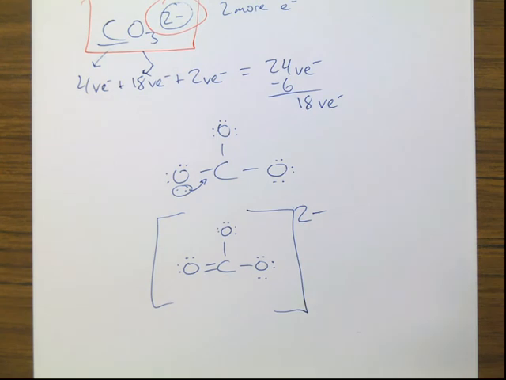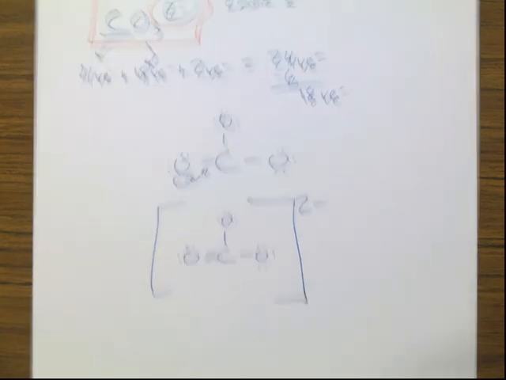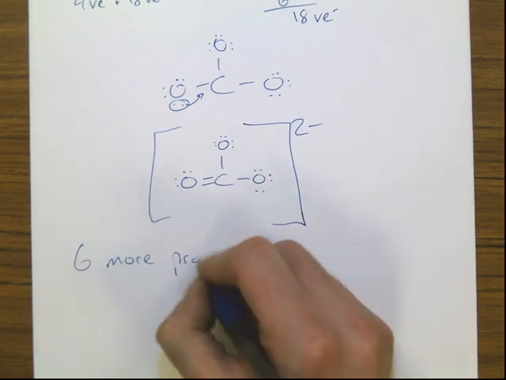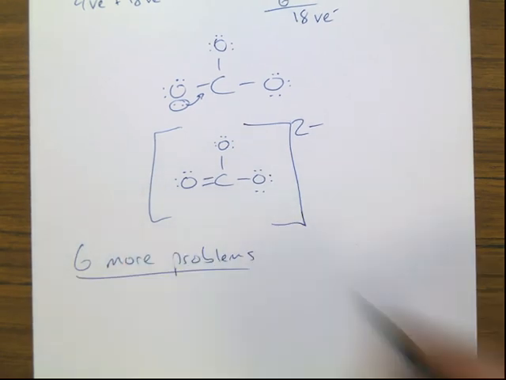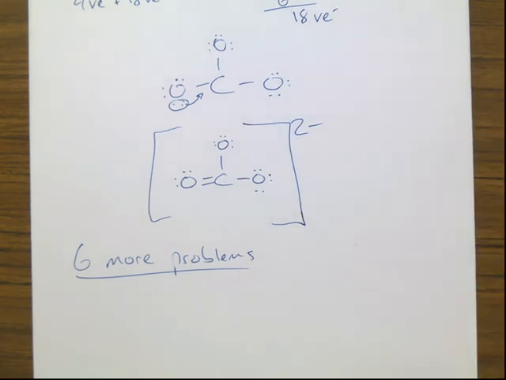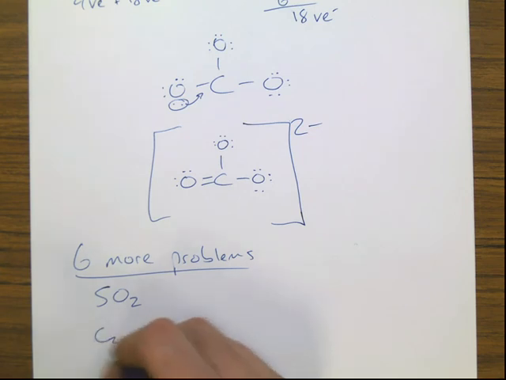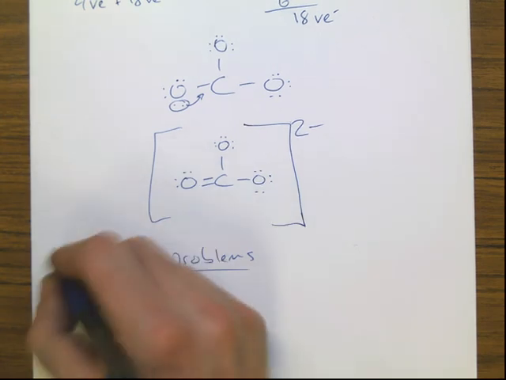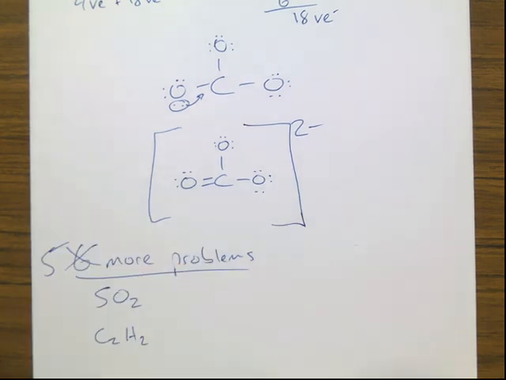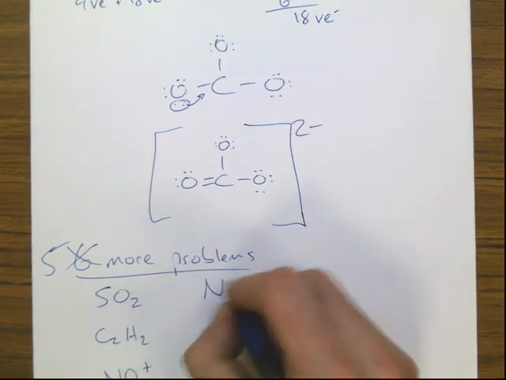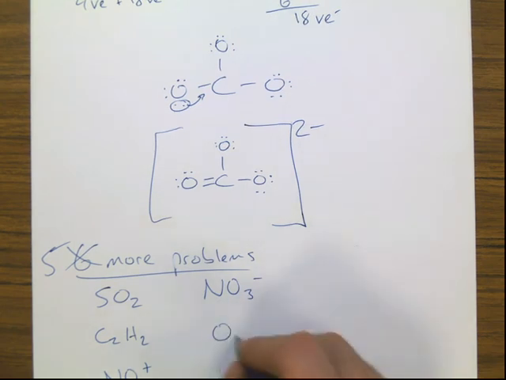I'm going to assign you a total of 5 more additional problems besides the worksheet. I just want you to draw the Lewis structures like this for these problems. I would like you to do SO2, C2H2, NO positive, NO3 minus, and then O3.